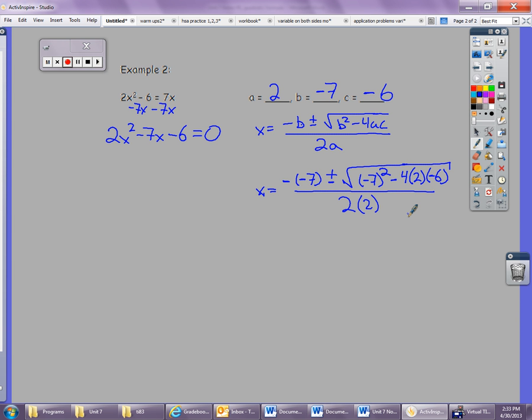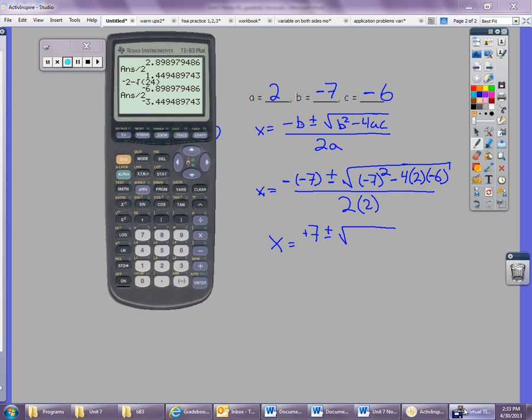So first thing is just plugging all of our numbers in. So that's the first step. So we write the formula, we plug all the numbers in, and now we clean it up a little bit. So we say x equals, well, a negative negative 7 is going to give me a positive 7 plus or minus the square root. Well, I'm going to figure out what this is. So negative 7 squared is going to be 49. And then negative 4 times 2 times negative 6, that is going to give me a positive 48.